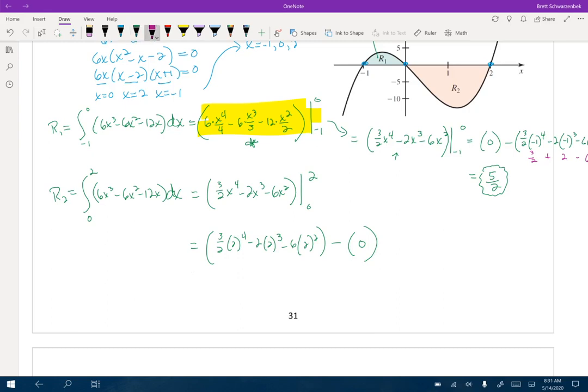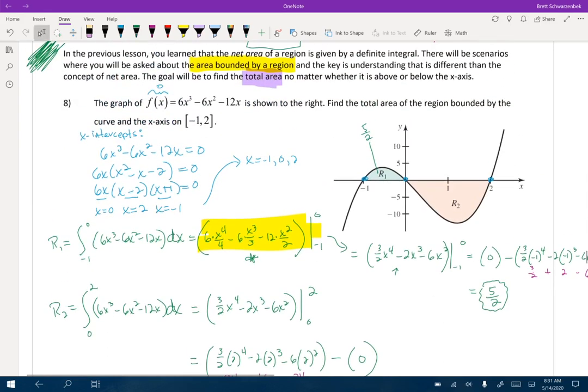It looks like this is going to be 24 minus 16, looks like minus 24 again. So in the end, we're going to end up with -16 as our other region. So this right here is -16 worth of contribution to the area.